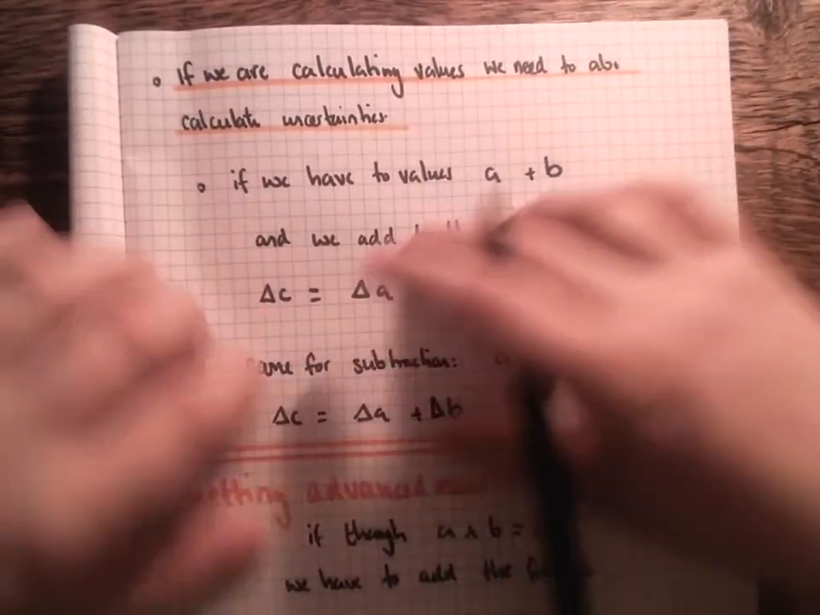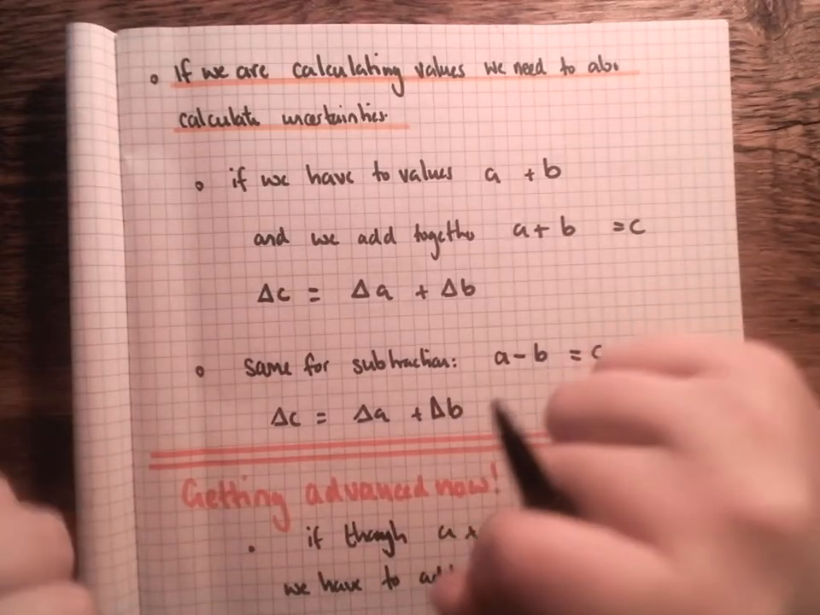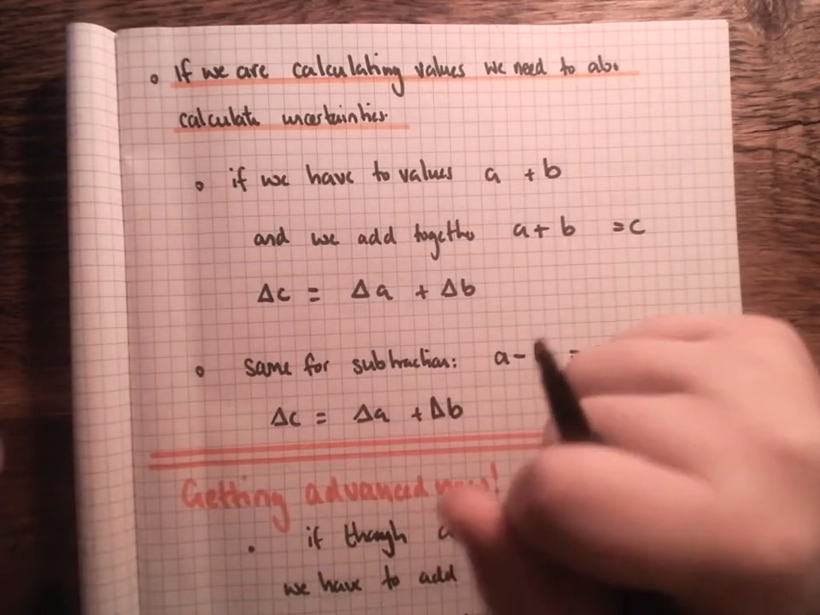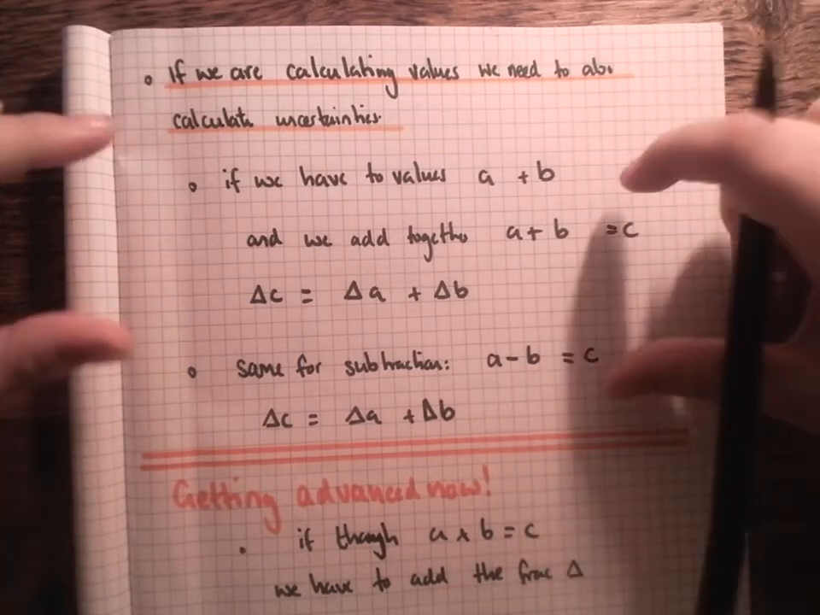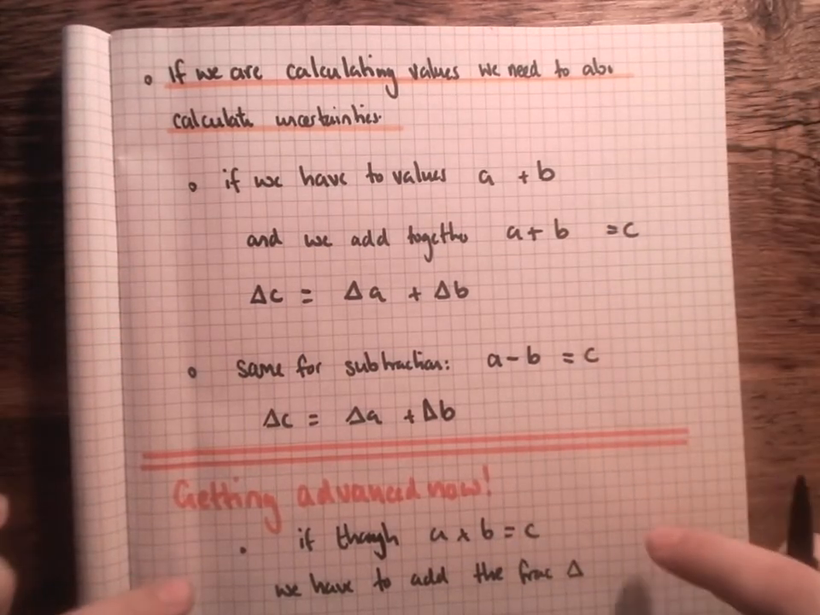So the next bit is, sometimes with the uncertainties, we actually have to do a little bit more than just figuring them out. We also have to process them. And that's especially important when we're doing calculations. Okay, so we're going to do the easy one first, and then we're going to do the second one, which is a little bit harder.